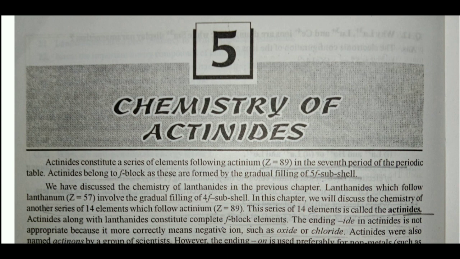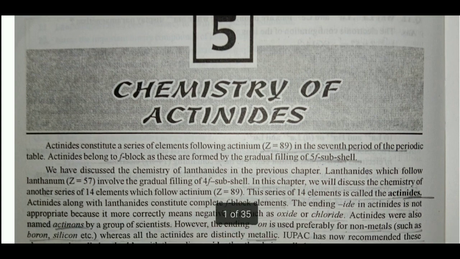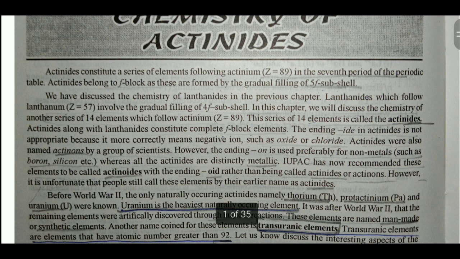In this chapter, we will discuss the chemistry of another series of 14 elements which follow actinium. This series of 14 elements is called actinides. Actinides along with lanthanides constitute complete F block elements. The ending IDE in actinides is not appropriate because it more correctly means negative ion, such as oxide or chloride.